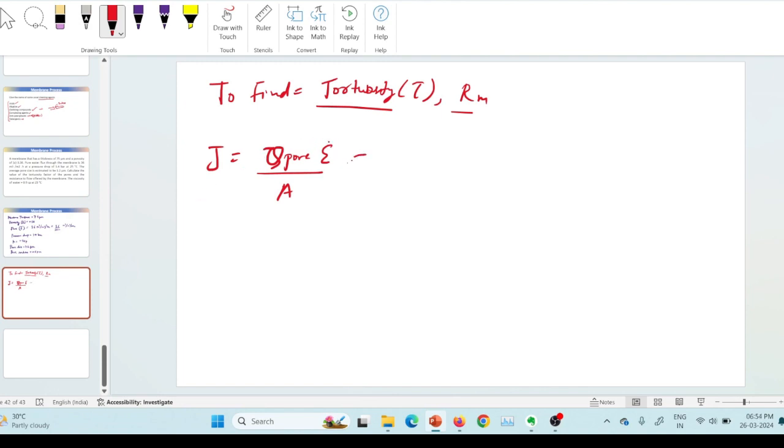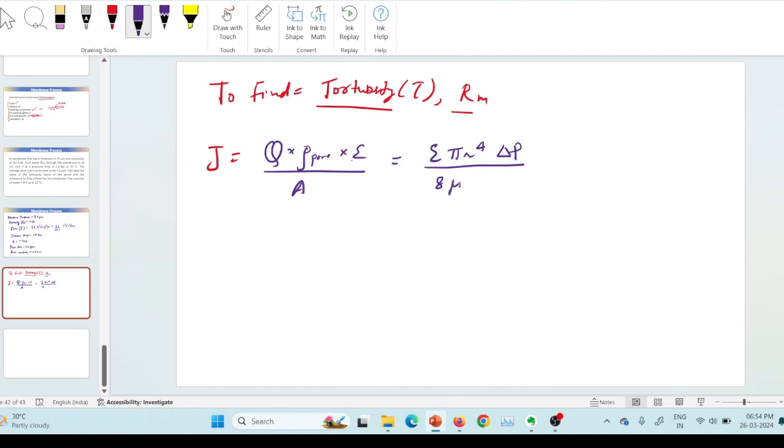These are three terms actually. Let me rewrite it. J is equal to Q, rho of 4, into epsilon divided by A. So if we expand this formula, we will get epsilon pi r to the power 4 delta P, that is the pressure drop, divided by 8 mu tau delta Z. This is the thickness. This is the pressure drop.